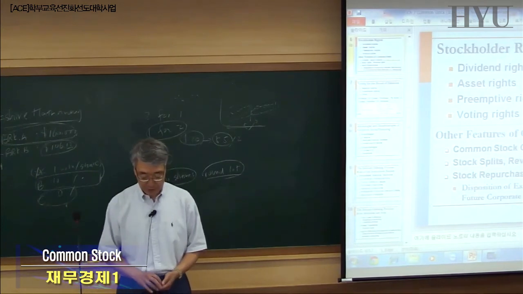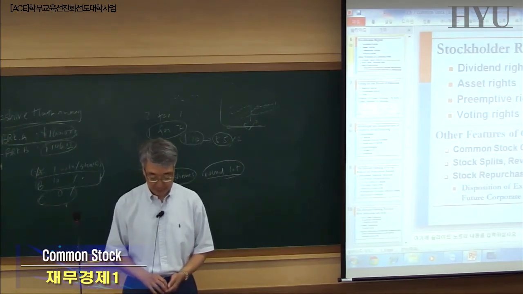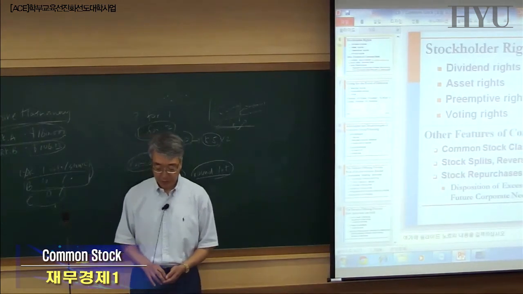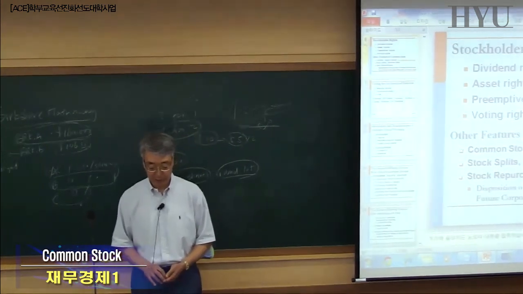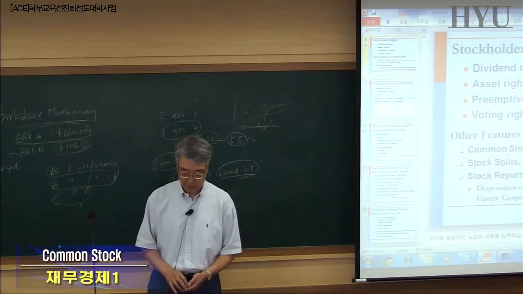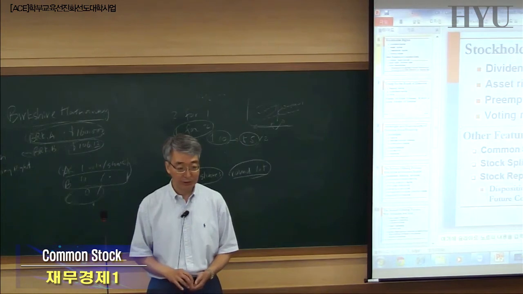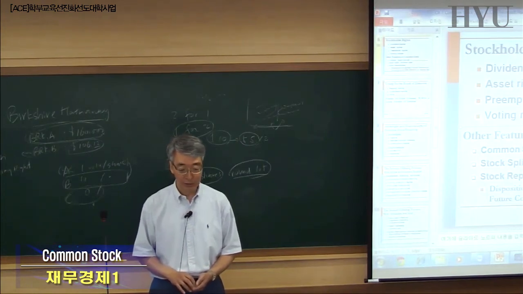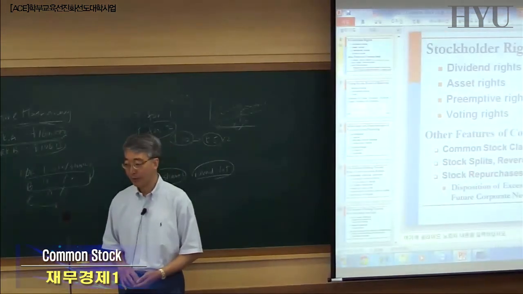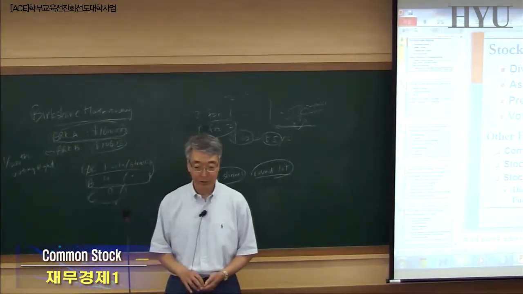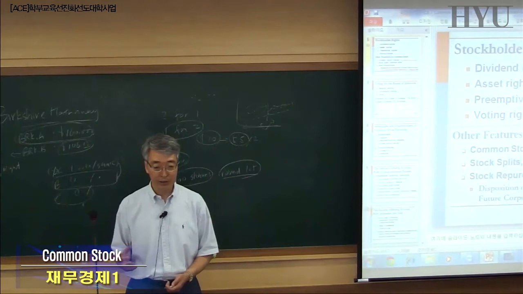Stock repurchases: companies buying back their outstanding shares. Okay? Why do they do that? Well, there can be many reasons. First reason, disposition of excess cash. Maybe like Microsoft, they have too much cash and just don't know what to do with it, and there isn't any better way to invest this cash. Then one thing they can do is purchase their stocks back, right?